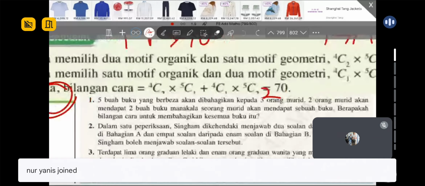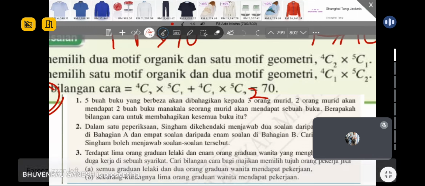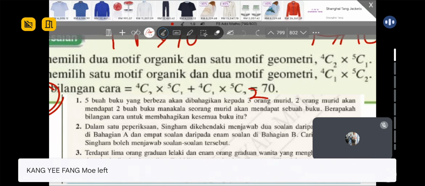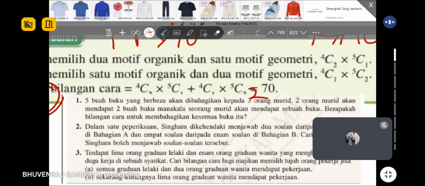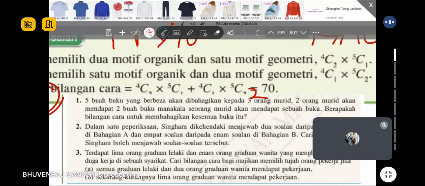Okay, soalan ketiga, more difficult a bit. Okay, so they say got 5 lelaki, 6 wanita. Okay, 5 boys, 6 girls, and then they must choose 7 pekerja, 7 worker. So they ask you that there is 1 male and 2 female. So how do I solve the question? This one, 3A.